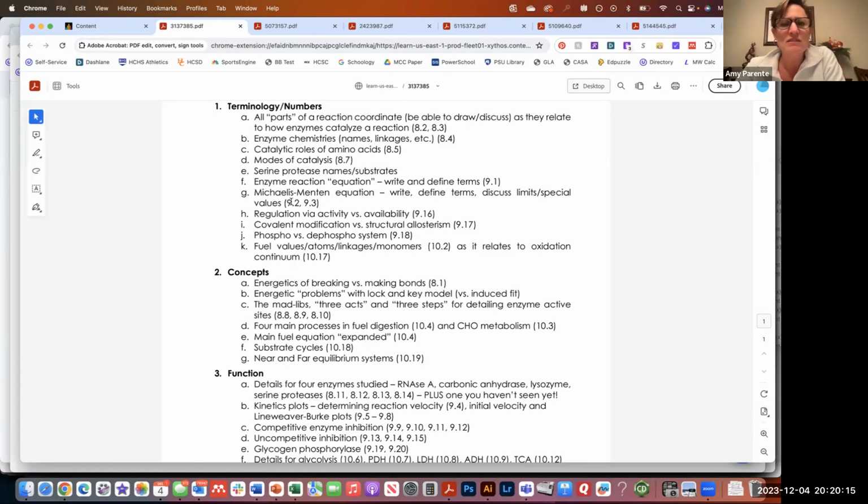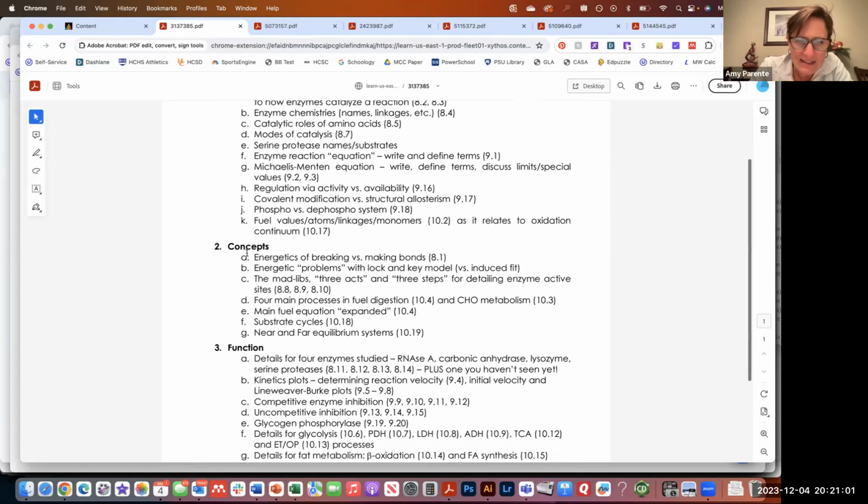We talked about regulation via activity generally in this learning unit. Very briefly, we talked about availability. You can upregulate the synthesis or regulate the degradation of enzymes as a way to control their availability, but a much more effective way is to control whether an enzyme is on or off. We do that through a process called covalent modification, adding or removing phosphates with kinases or phosphatases, and then structural allosterism, which is the binding of small molecules that toggle between R state and T state. So big picture, we've seen this several times throughout the course. I want you to be able to connect phospho versus dephospho systems with need versus fed states.